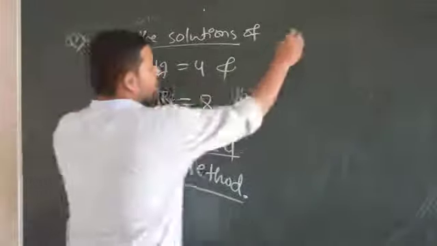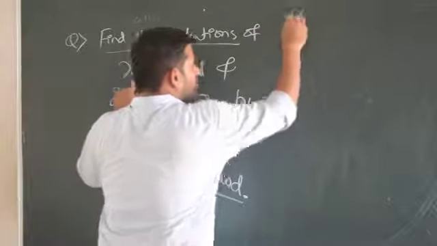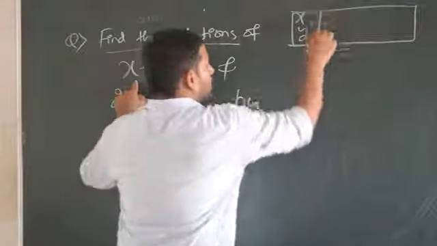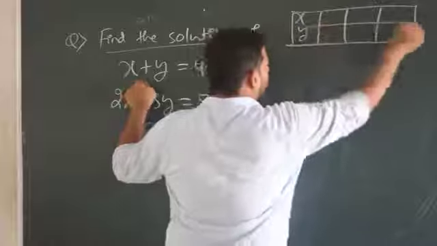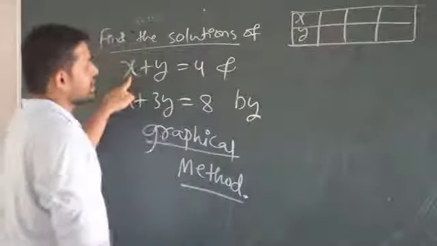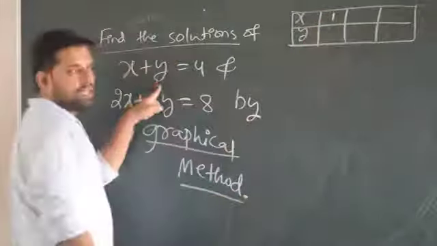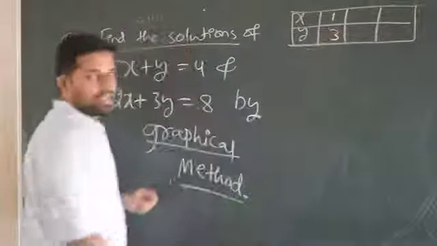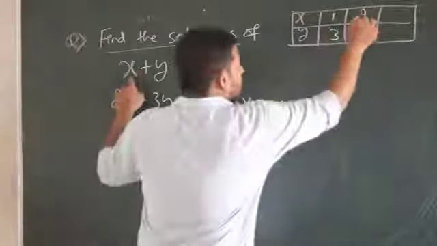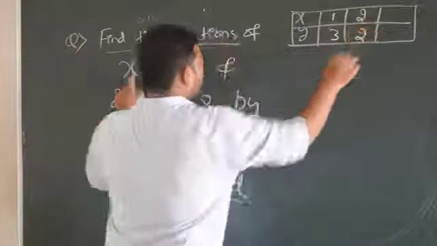For this, will you write this table of x and y? Will you form this table or not? Now you have to do this, dear children. You have to take out a graph. For example, x is 1. What is the value of y? Tell me. This is going to be 3, right? If x is 2, what is the value of y? It is also 2, correct? 2 plus 2 is 4.